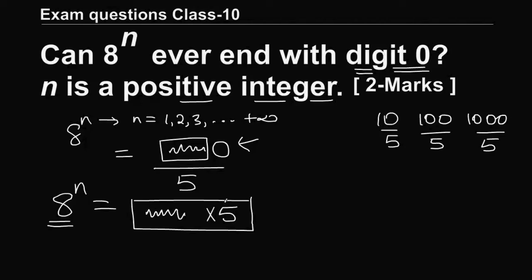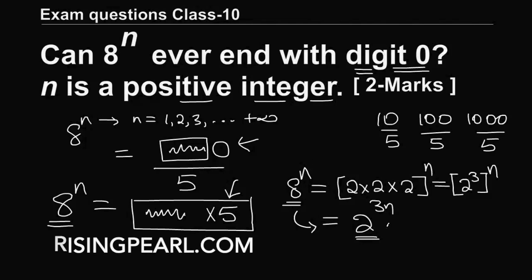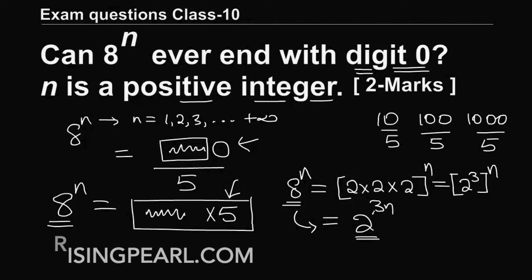So now, can this happen? And this is where the Fundamental Theorem of Arithmetic comes in. Because we know that 8 to the power n we can write as 2 times 2 times 2, to the power n, which simply means 2 cubed to the power n, or 2 to the power 3n. The important point here is that when we express this number, the only prime factor that we see is 2. We don't see 5. The Fundamental Theorem of Arithmetic tells us that there is only one unique way to express 8 to the power n as a product of primes. The only prime number here is the number 2.